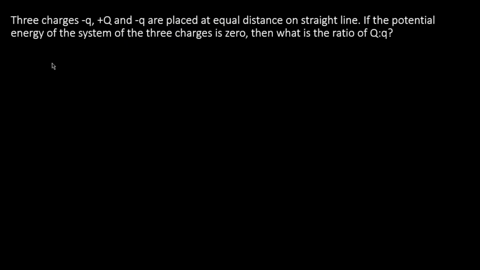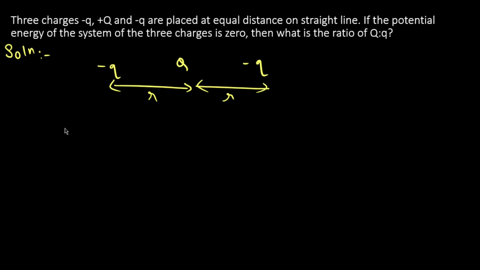Three charges minus q, plus q and minus q are placed at equal distances on a straight line. If the potential energy of the three charges is 0, then what is the ratio of q to small q? So, solution: they have given a system of three charges placed linearly, that is minus q, plus q and minus q on a straight line at equal distance. So let's take the distance between them as r, and they have also told us that the potential energy of the system of these three charges is equal to 0.